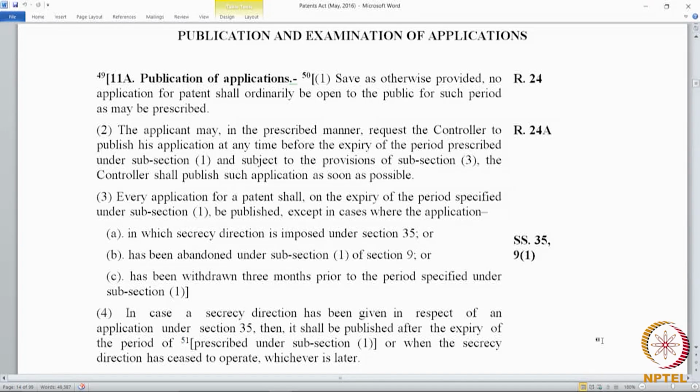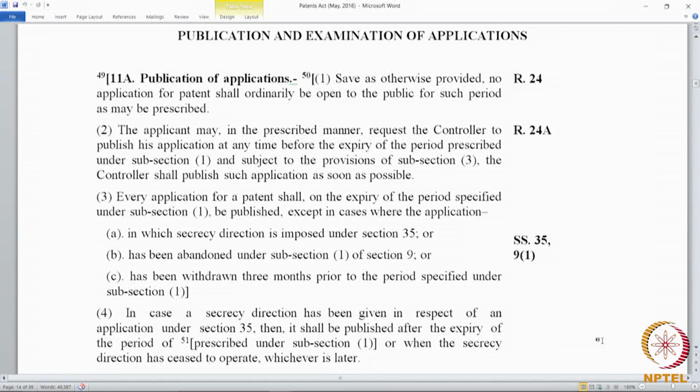The 18-month period, because the application is not published, the information mentioned in the application will not come into the public domain. The advantage of the information not coming into the public domain is that the disclosure made in the patent application will be kept within the patent office, and it will not be used for questioning novelty of the invention.